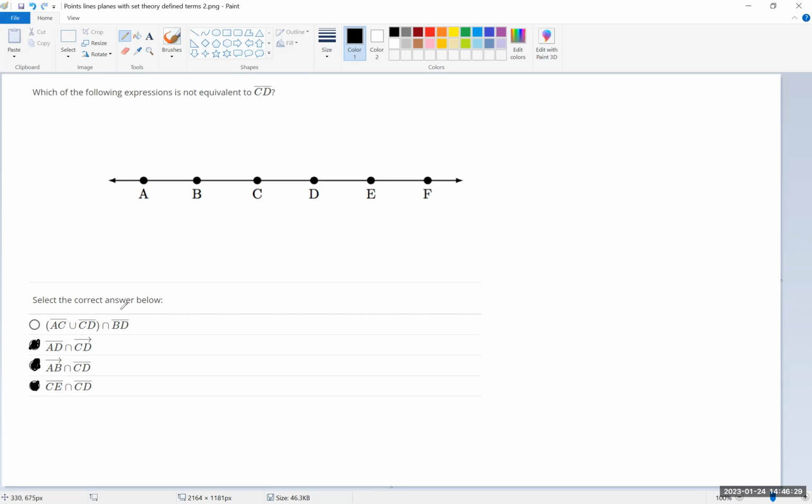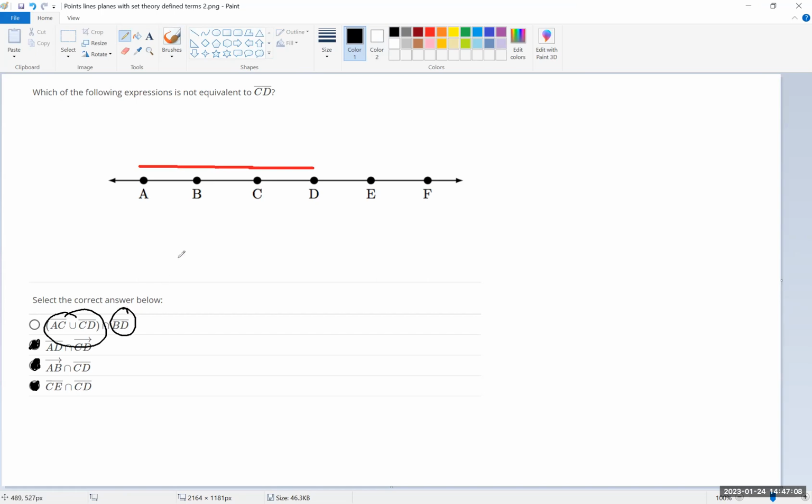This one has a lot more going on. Now we want the union of AC and CD. Union means you take them together. So AC is this piece. But if you make the union with CD, then you're actually joining it to CD, which is that piece. So you're joining those two pieces. That's what this is telling you.